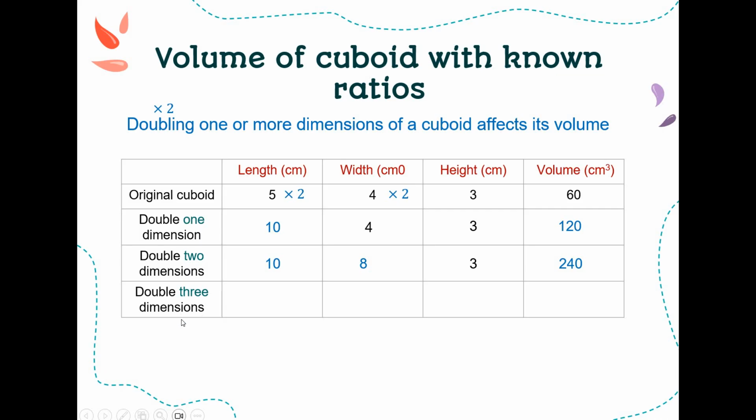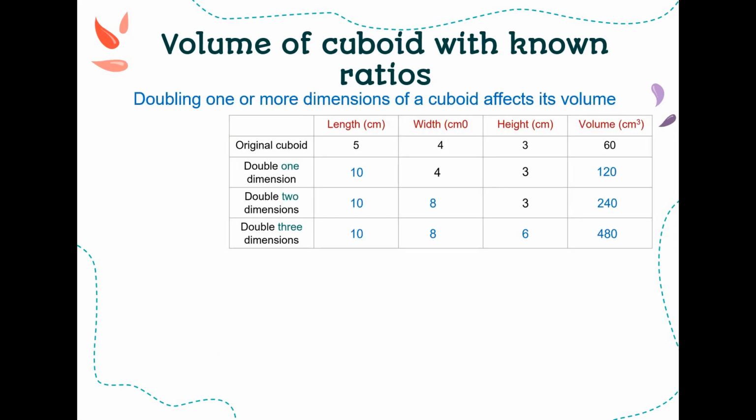Okay, if we double three dimensions, I will double the length, the width and the height. Once again, doubling means multiply by 2. So length 5 times 2 equals 10, 4 times 2 equals 8, and 3 times 2 equals 6. So now the new volume will be 10 times 8, which is 80. 80 times 6 equals 480. So double means times 2. Okay, what about treble? Yes, treble means times 3.